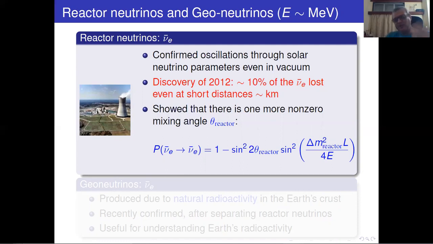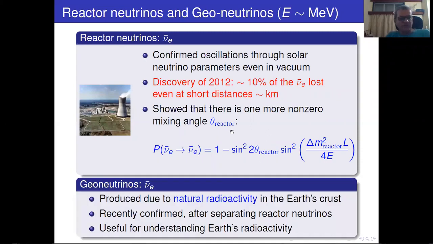The third problem, and not really a problem because this was expected: if there are three neutrinos, there should be a third mixing angle. That mixing angle should be observed if you look at the neutrinos from a reactor, with a detector reasonably close to the reactor. This was discovered in 2012, not even a decade ago. We observed that about 10% of the electron antineutrinos are lost from the detector if you go away by about a kilometer or so, and you exactly fit this formula, which you might remember looks very similar to the earlier neutrino formula. We also observe neutrinos coming from the Earth, called geoneutrinos, because of natural radioactivity. In future, this would be very useful to understand radioactivity.